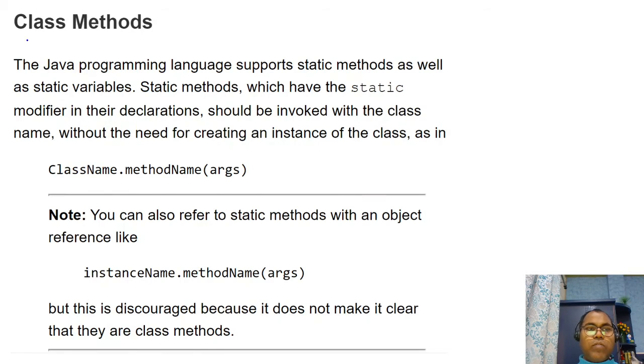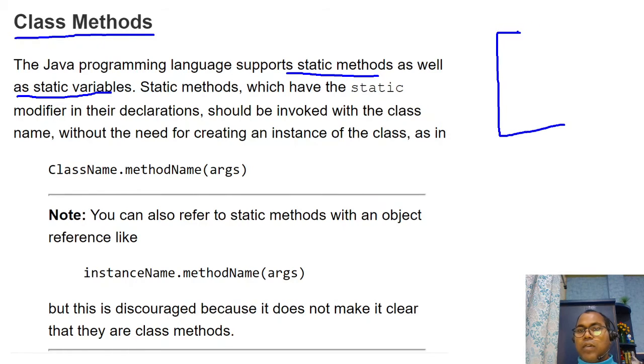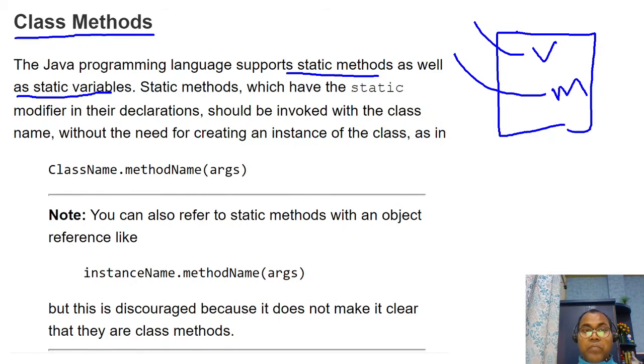So second, about the class method. As a Java programmer, Java supports static methods as well as static variables. Generally one class can have some variables and some methods, so a variable can be static and a method can also be static. We have discussed the static variable, and similarly this is the static method.